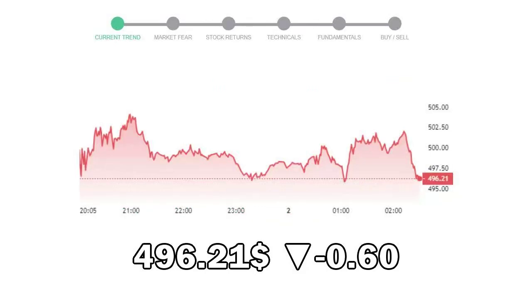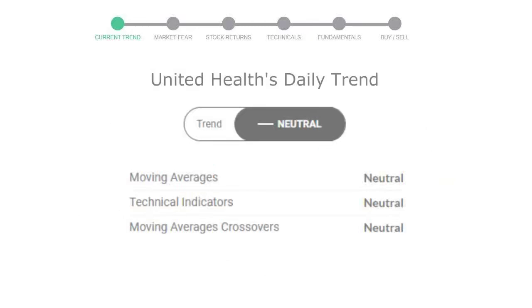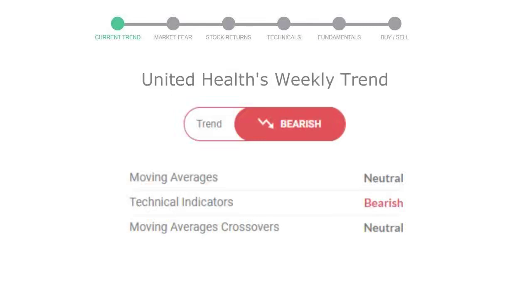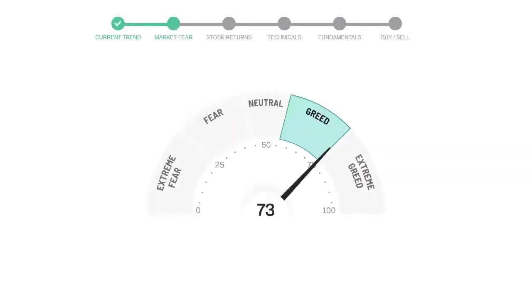Let's look at today's trend indicators. The moving average is neutral, technical indication is neutral, and overall daily trend for the stock is neutral. Looking at weekly analysis, the weekly stock trend is in declining trend. Today's market fear and greed index is 73, which is indicating greedy emotion in the public sentiment. We usually look at this indicator to make our buy or sell decisions better.